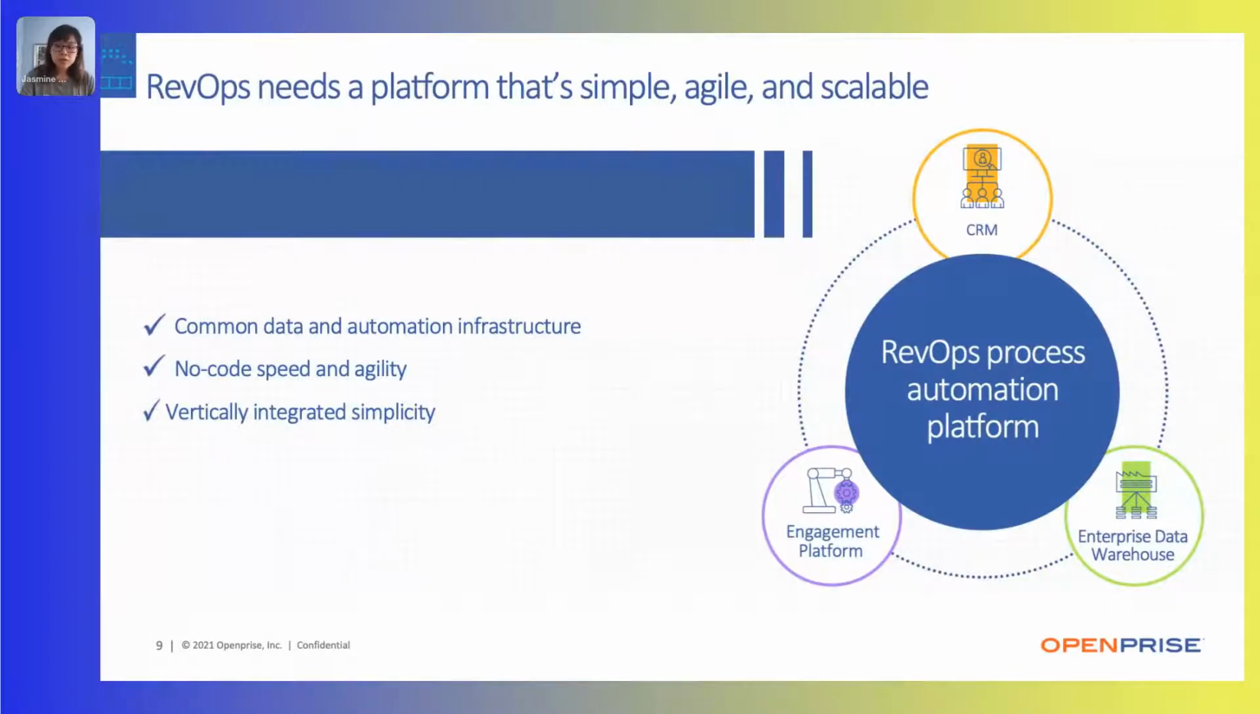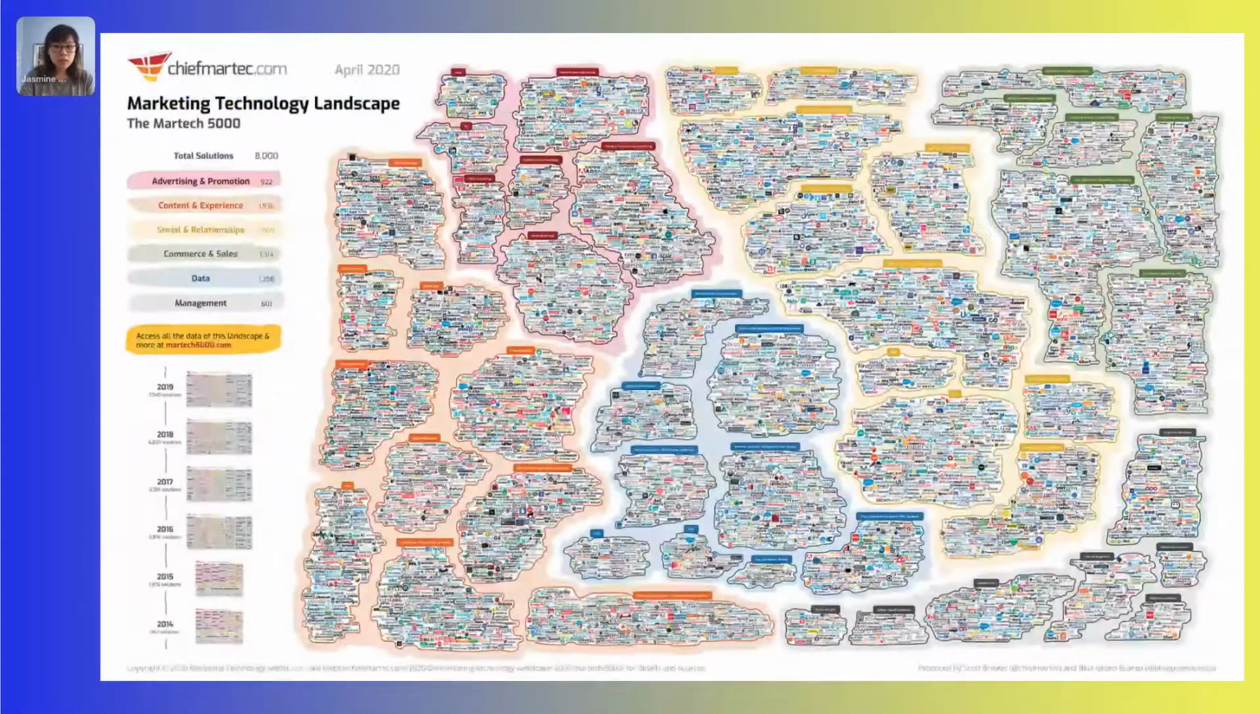And imagine if the holes and the gaps were filled with point solutions. I took this graph from the Marketing Technology Landscape. This is the one from 2020. Each of the different colors is a different solution.